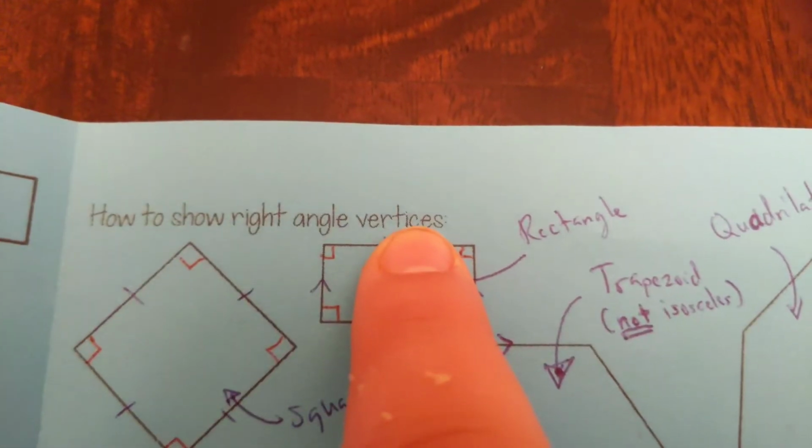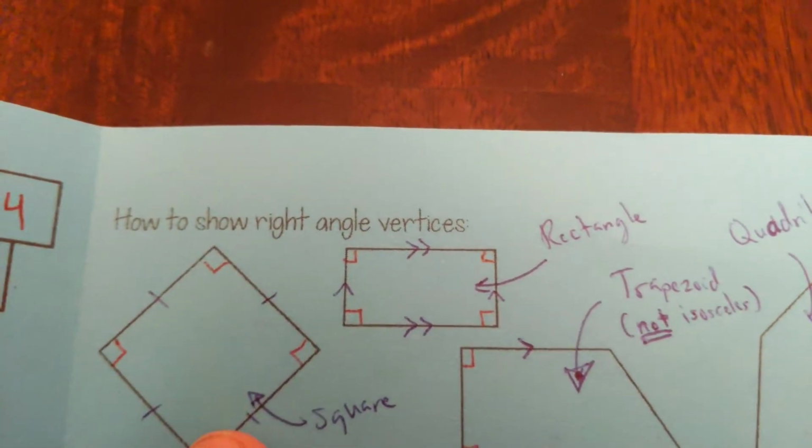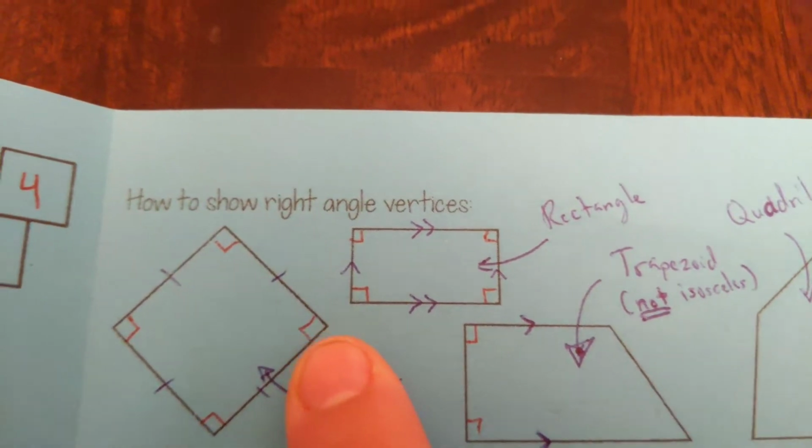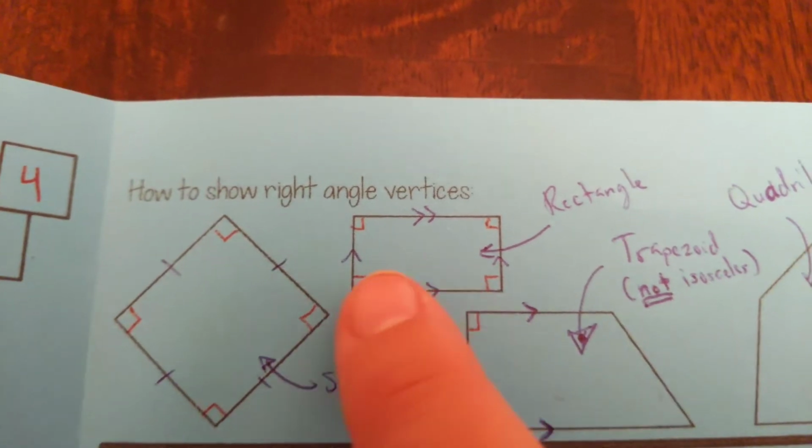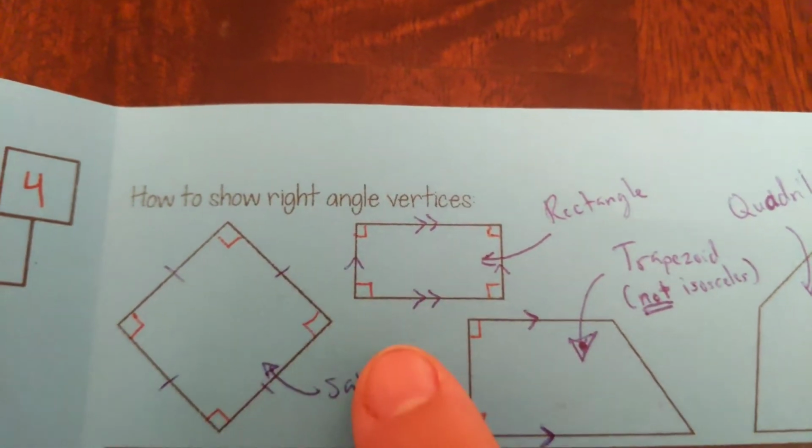Okay, so this is how you show right angles, right angle vertices. Vertices is just a corner. So you have a little square in every 90-degree angle. So because this is a square, every corner has 90-degree angles. Same thing for a rectangle.